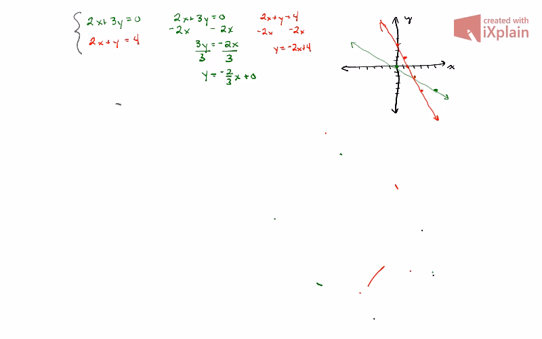So now our solution is going to be where the points intersect. That is a common point that they both share. So if the point exists on both of the lines, then that means that it would give us true statements when we plug those values into each of our equations in our system.